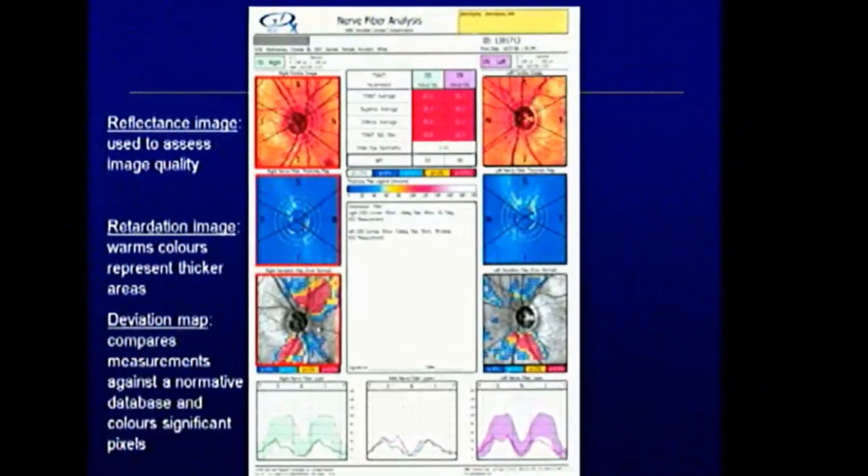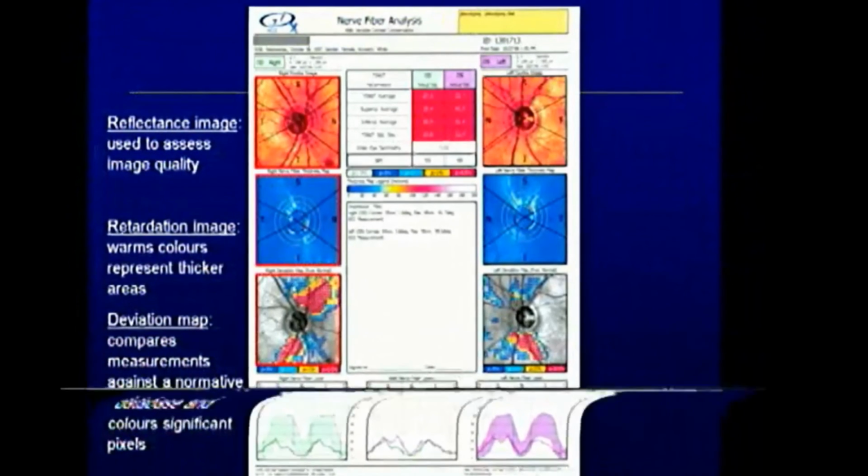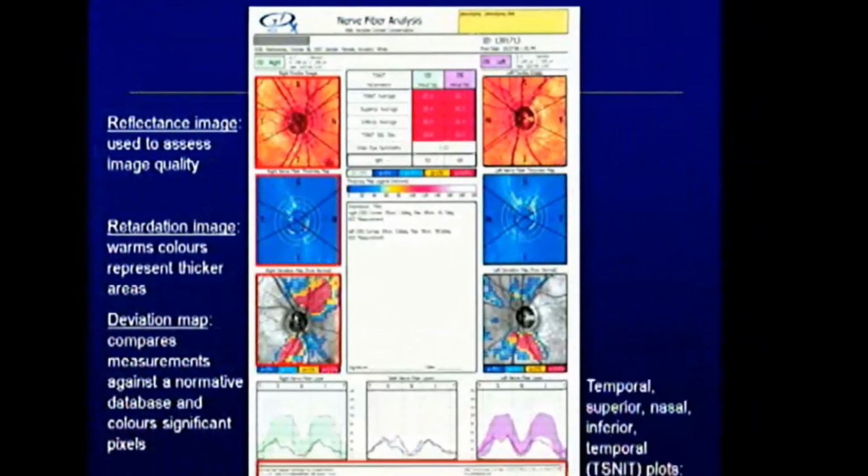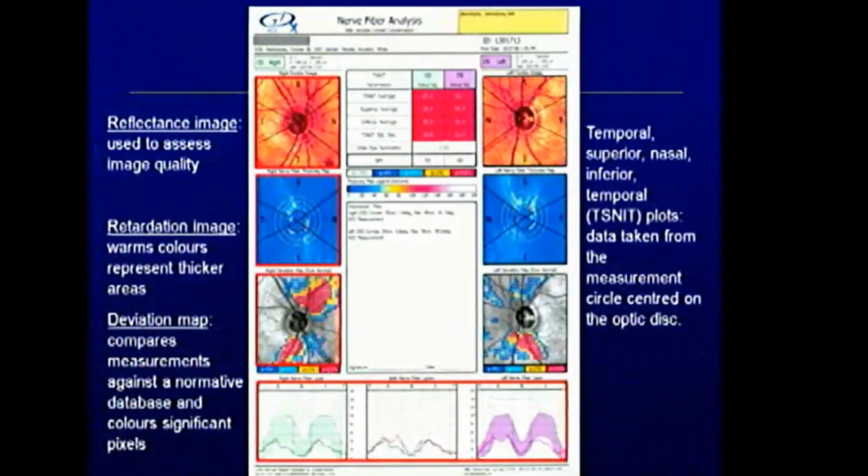And the output gives us a deviation map, and what that deviation map is, it compares the retardation image with an age-matched normal database and says how far are these values from healthy age-matched controls. So areas in red here means that the areas are likely to be thin nerve fiber layer. And we also get a contour map similar to what we see in the OCT, otherwise known as the T-SNIT curve.